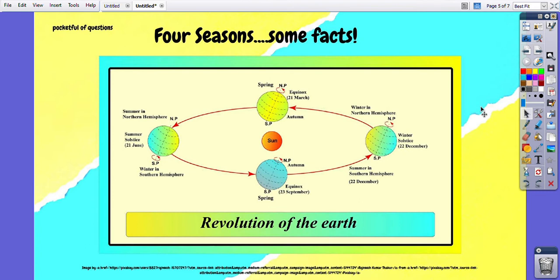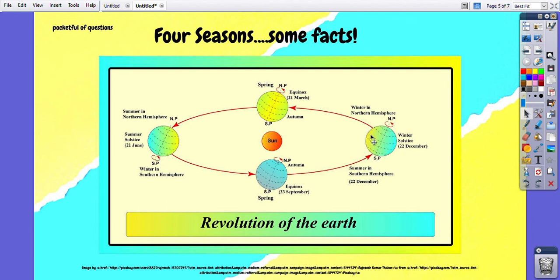Okay, now I'm going to share some interesting facts about the seasons. The timing of seasons is opposite for each hemisphere. This is because when the North Pole is tilted towards the Sun, look at this diagram. When the North Pole is tilted towards the Sun, the Northern Hemisphere gets warmer and it experiences summer. At the same time, the South Pole is tilted away from the Sun and the Southern Hemisphere experiences the winter season.